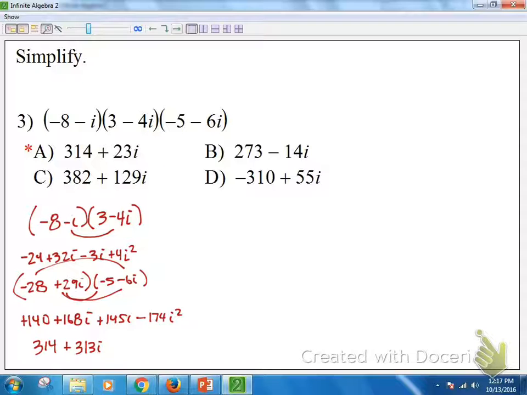The answer is... What? I made a mistake. That's okay. Let's figure out where I made a mistake. Let's see. Looks like I made a mistake right around here. So that's the third term. Yes, I did make a mistake.